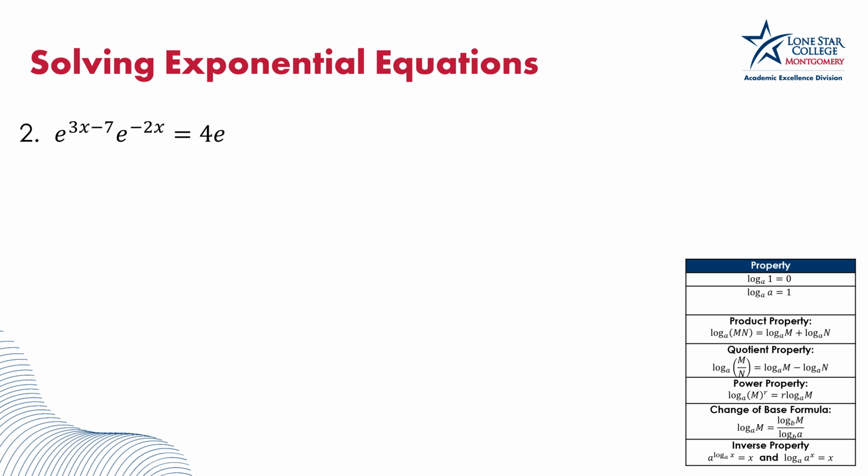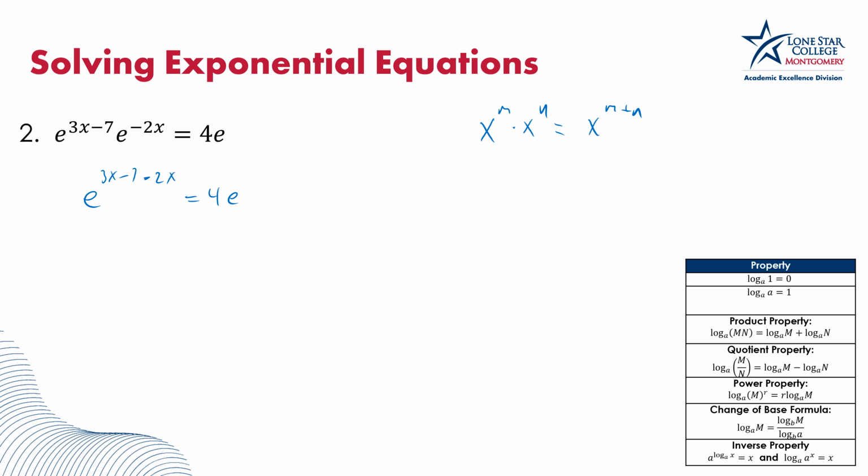So another equation, we have e to the 3x minus 7 times e to the negative 2x equals 4e. So the first thing we do on the left side is consolidate our e's into just one single e. So we can use the rules for exponents. When we have e to 3x minus 7 times e to the negative 2x, we can write this as e to 3x minus 7 plus negative 2x, so just minus 2x. Because by the rules for exponents, when you have the same base, x to the m times x to the n just becomes x to the m plus n. We add the powers together.